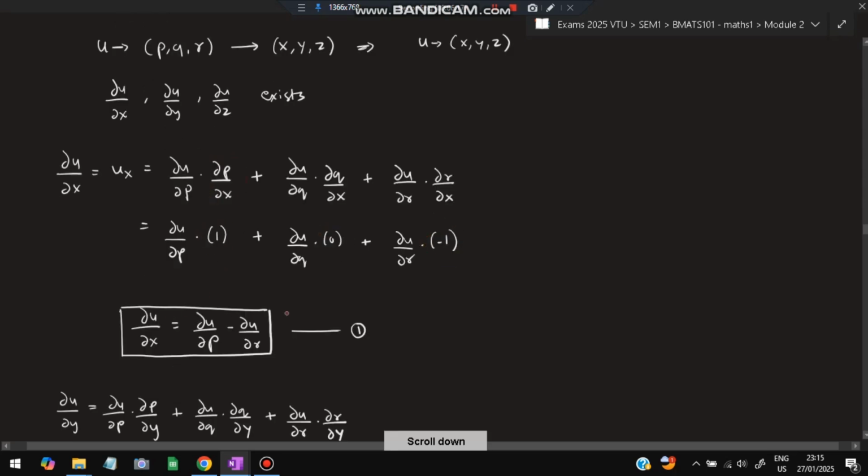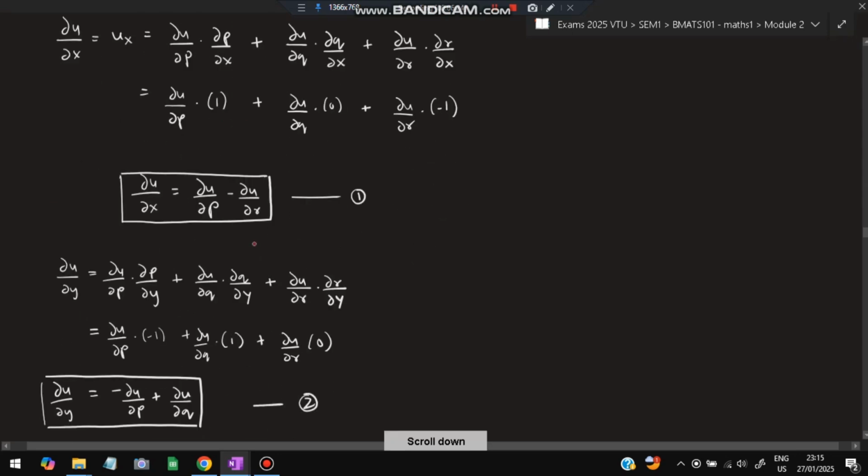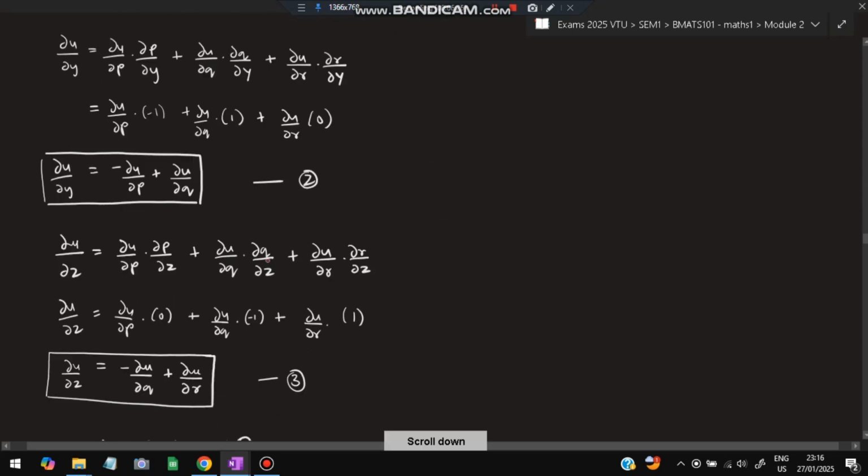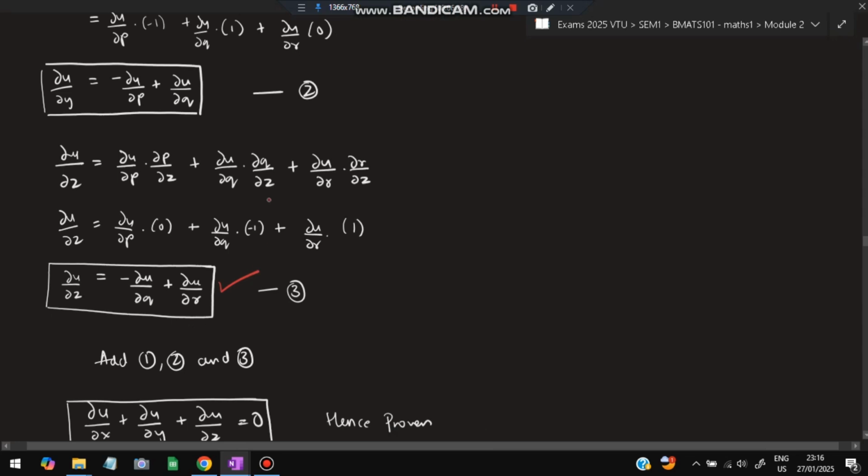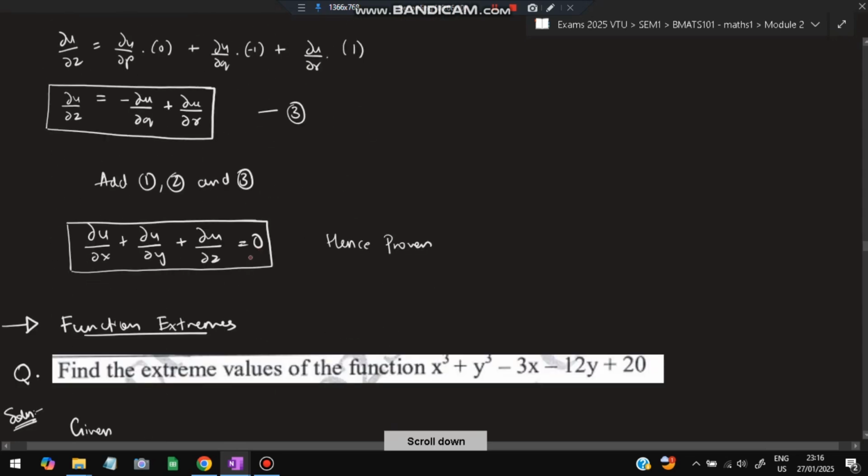When we do that, we'll be adding it up and getting an answer here, that is du by dx. We have to find out du by dy and du by dz. Du by dy answer will be this one, and du by dz answer will be this one. When we add these three answers, we'll be getting an answer 0 here. That's what they have asked in the question, so we'll be writing hence proven.